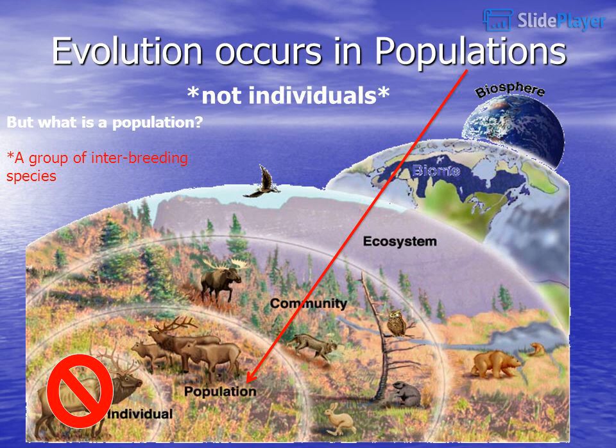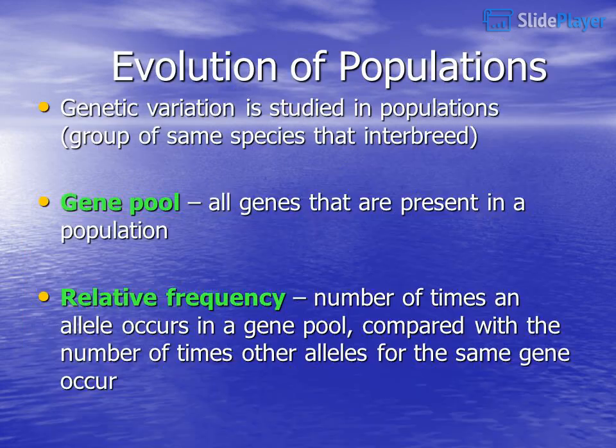But what is a population? A group of interbreeding species. Evolution of populations. Genetic variation is studied in populations, groups of the same species that interbreed. Gene pool: all genes that are present in a population. Relative frequency: the number of times an allele occurs in a gene pool, compared with the number of times other alleles for the same gene occur.